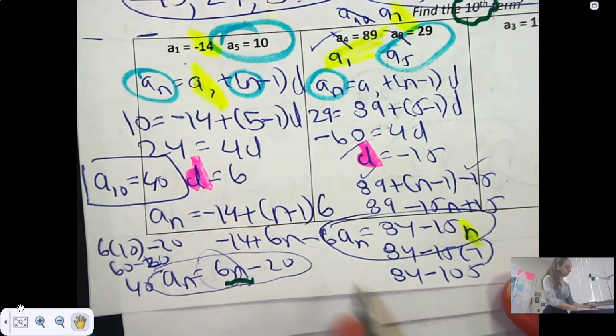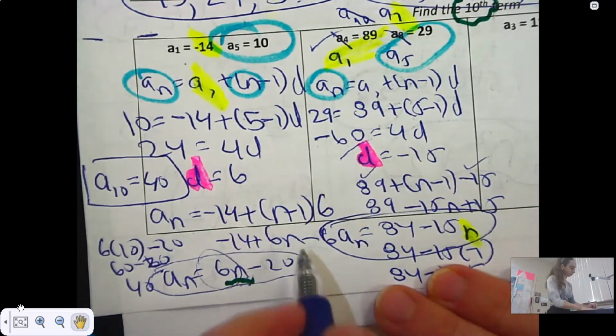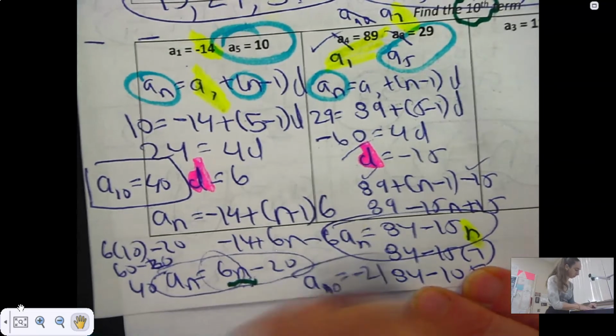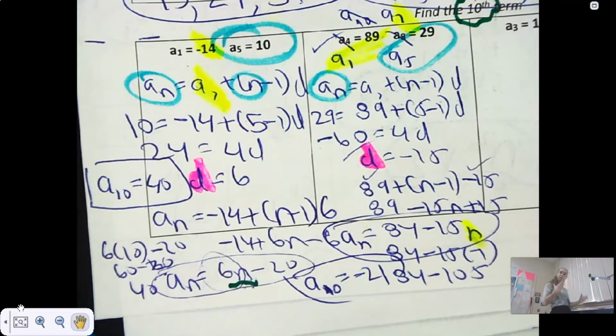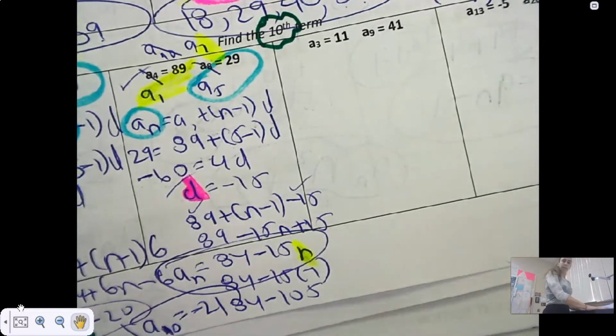Negative 21. So, am I saying my 7th term? No, it's actually really my 10th term. So the 10th term in my sequence is negative 21. Yes, there's other ways, but this is very robotic. Use what I have to get what I need. Okay, let's look at the next one.